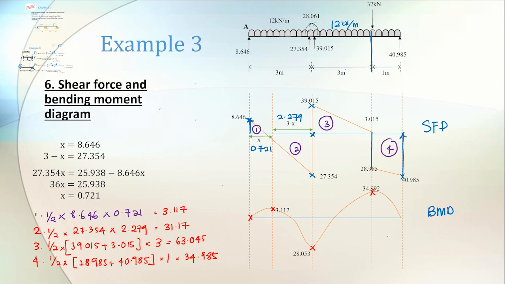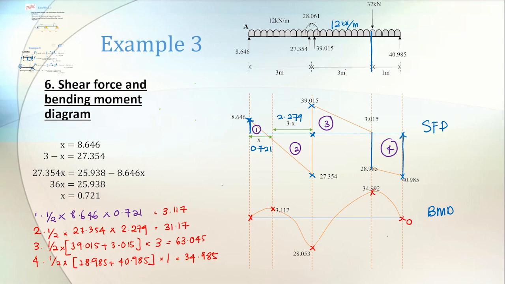And then last, area number 4. 34.992, you minus the area number 4 because this area is negative, so when you subtract, you will get 0.007, which is not exactly 0 because we did rounding up and down, that's why we cannot get the exact value of zero. Actually if we calculate using the values in the calculator without rounding, you will get exactly zero. Okay, so this is our SFD and BMD.